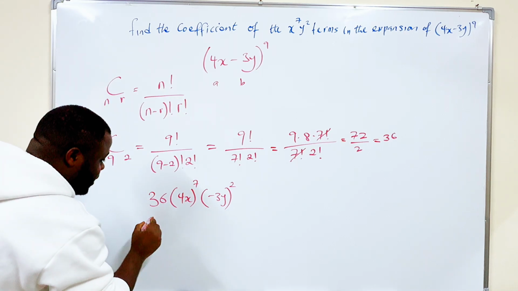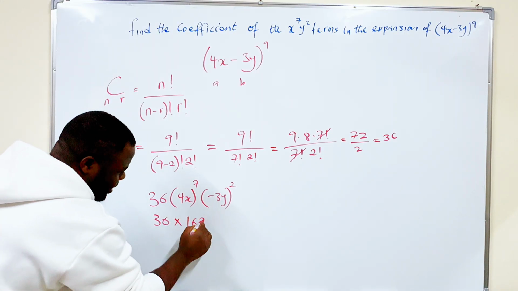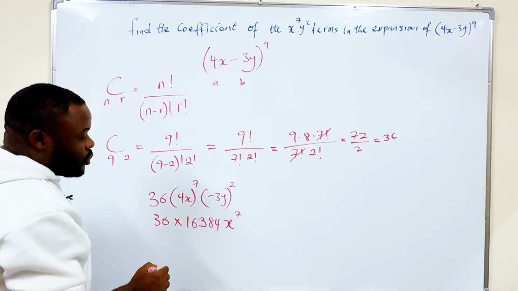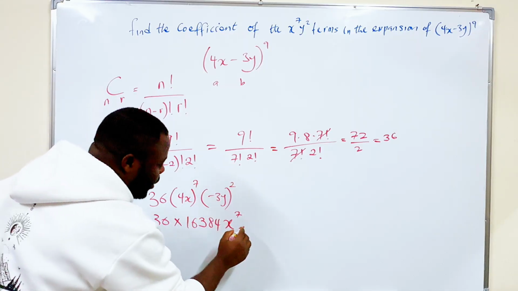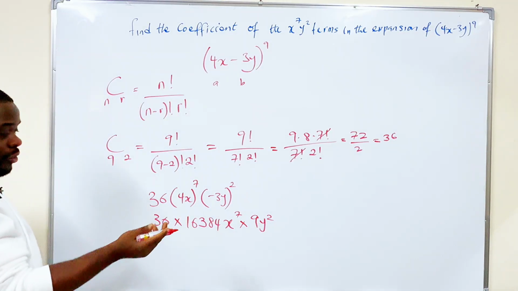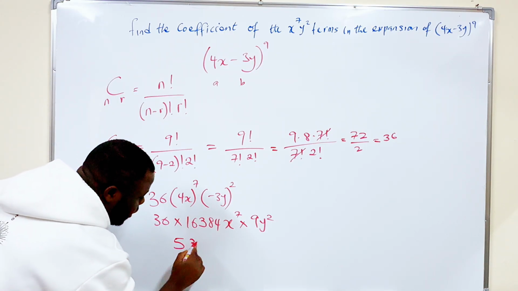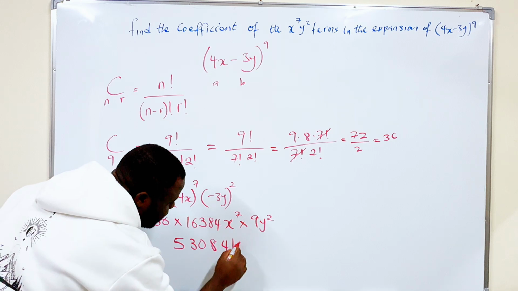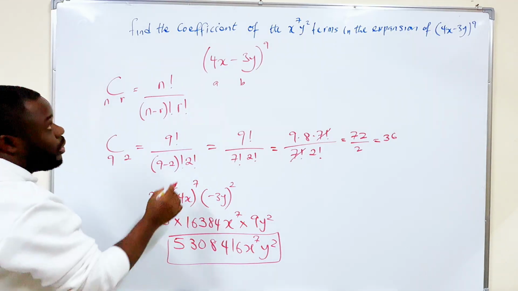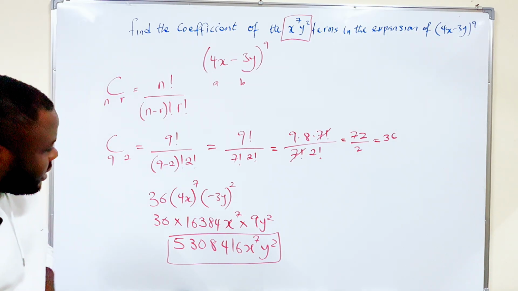So the next thing we are going to do is 36 multiplied by 4 power 7, which will give you 16,384. Then x power 7. Then we have negative 3 squared, which will give you 9, y squared. So we are going to multiply. This is going to give you a large number. So it's going to give us 5,308,416 x power 7 y squared. And this is the coefficient of this term in that expression. And that is how to find it.